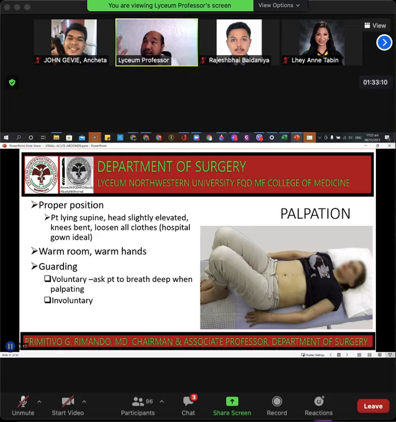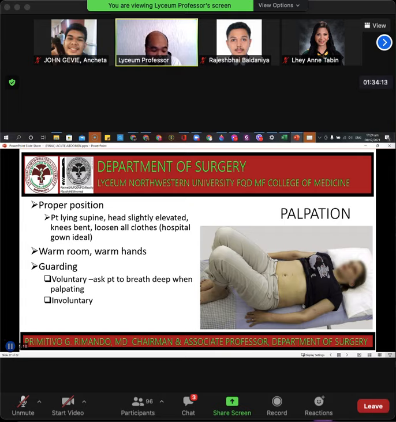In that picture, they did not loosen the pants. So ideally you should loosen all the clothes. Or if you're already sure that this patient is going to be admitted, you already change the patient to the hospital gown, so that when you do your physical exam, there are already no pants there, because you have to loosen those pants to be able to do a very good physical examination. Make sure the room is warm and your hands are warm, because if your hands are cold and you touch the abdomen, the patient will have a reflex guarding because of the cold and not because of the pathology.